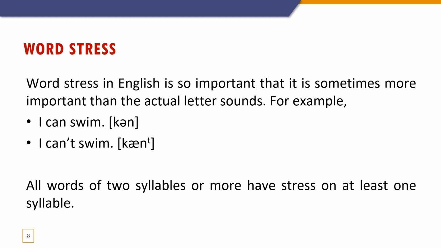Another thing we need to pay attention to is the word stress. Word stress in English is more important than ever. For example, compare these two sentences with can and can't, which is cannot, right? So how to pronounce this word? I can swim. I can swim. And for the negative one, we have I can't. I can't swim, with the t sound at the end.